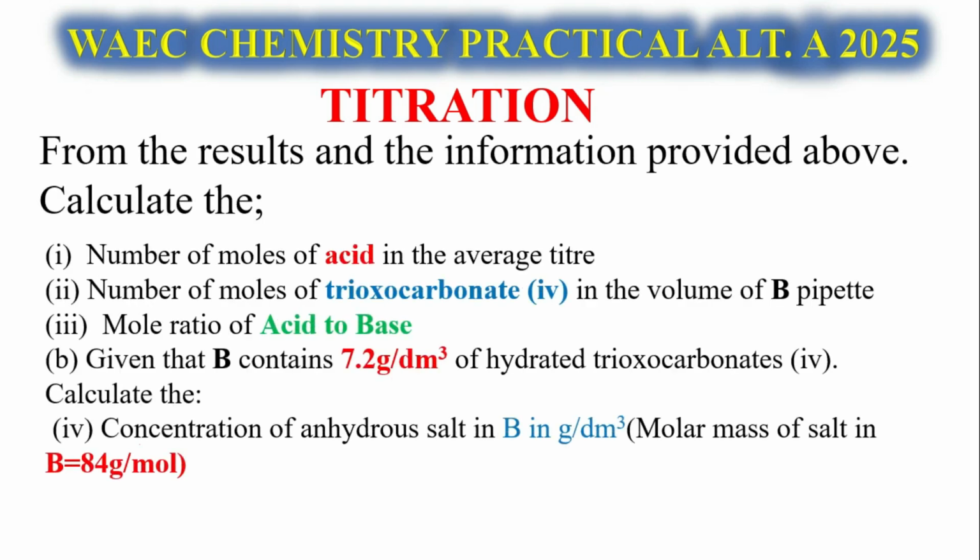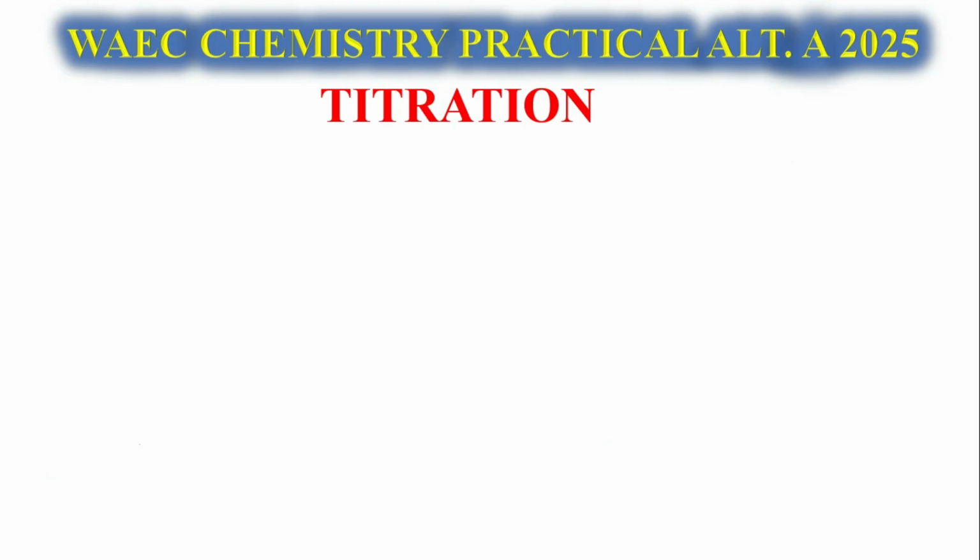Number one, we say number of moles of acid in average titre, number of moles of trioxocarbonate in the volume of B pipetted, mole ratio of acid to base. Given that B contains 7.2 grams of hydrated trioxocarbonate 4, calculate the concentration of anhydrous salt in B and molar mass of salt in gram per dmq, and finally the percentage of water of hydration in B. In other words, percentage of water of crystallization. Looking at all these questions, you see that there is no balanced chemical equation. How do you approach it? It's another twist to chemistry.